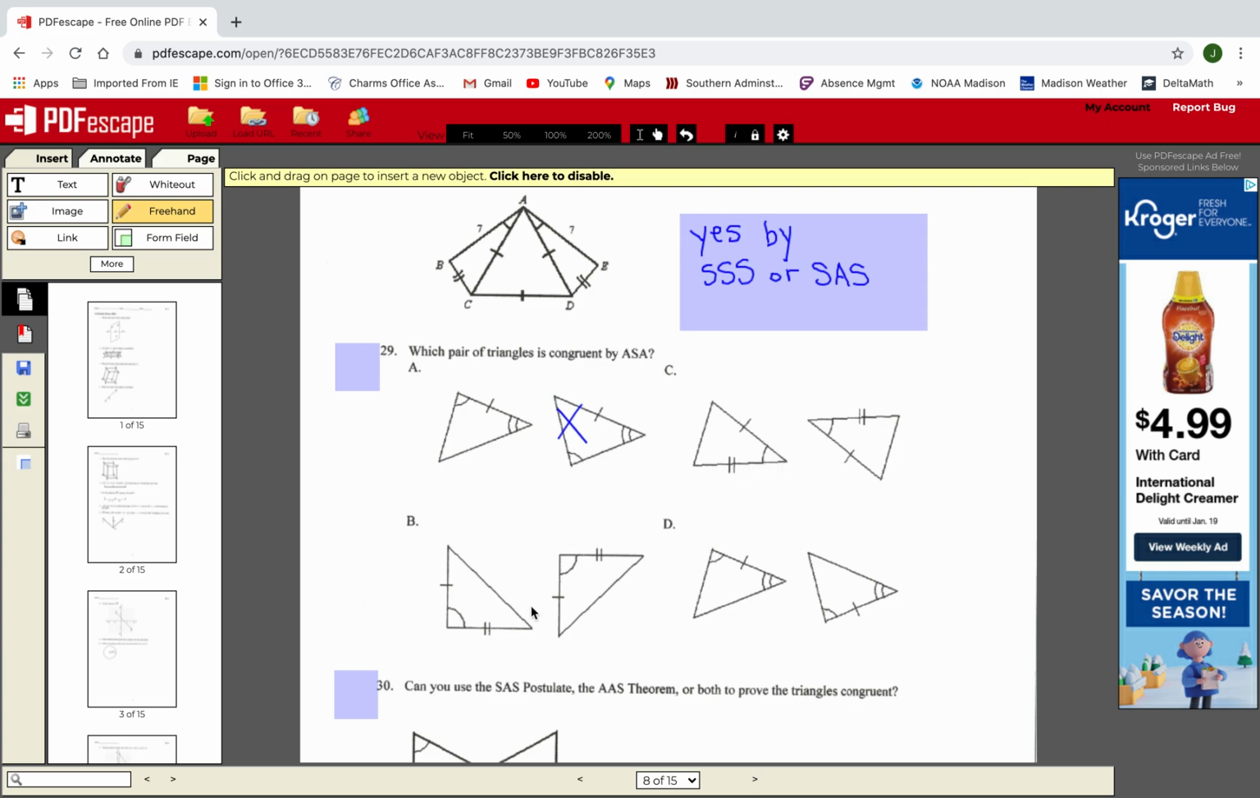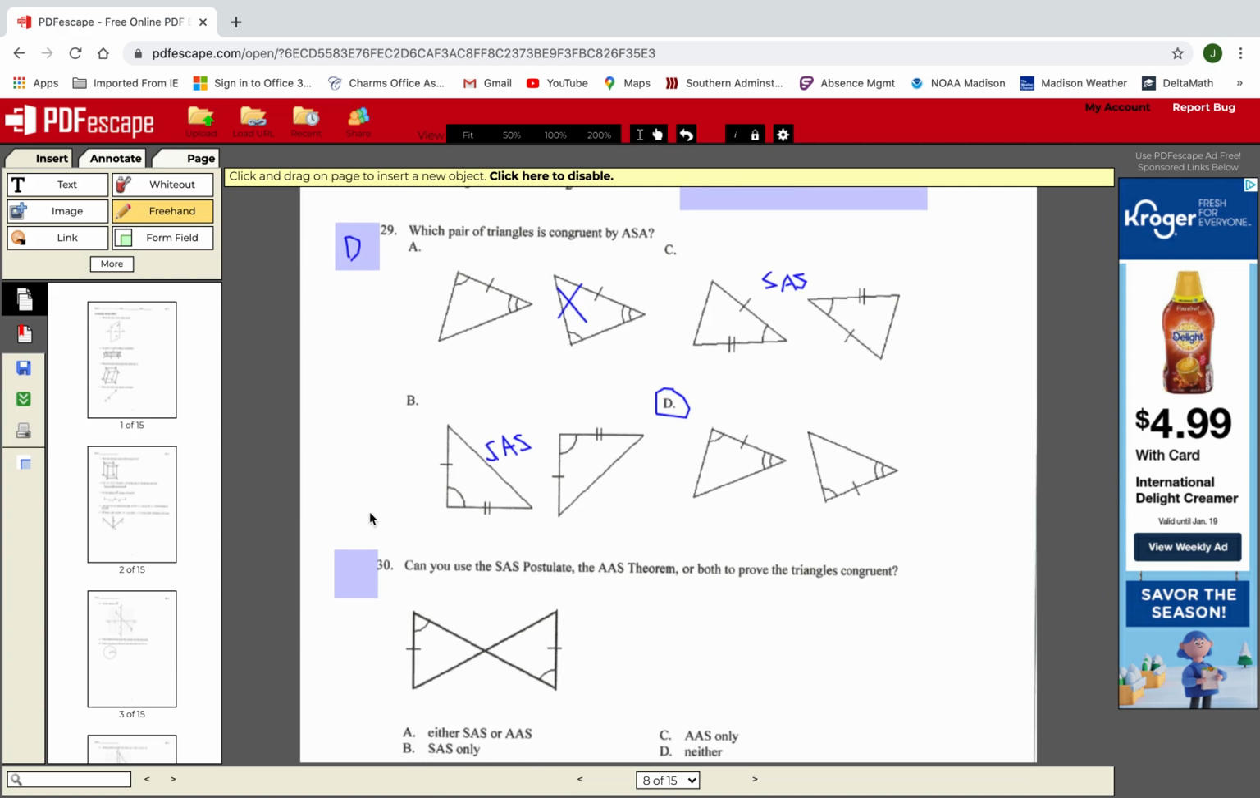On part B, the angle is between the sides. We have two sides marked. So this would actually be an SAS situation. And that's not what they're asking for. On C, again, we have a side angle side situation, and that's not what they're asking for. Okay. So on D, notice that, yes, if you do flip that other triangle over, you can see it a little bit easier that you do have an angle side angle situation on both triangles. So D is our answer here for number 29. Okay?